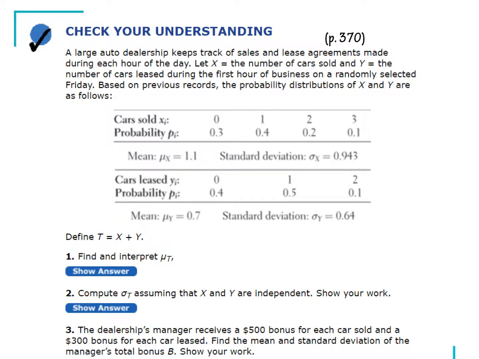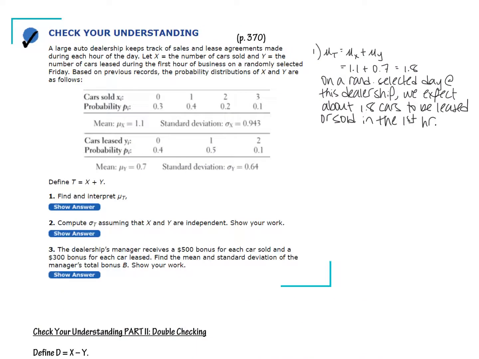plus y. So we've got these two random variables. X is defined right here, y is defined right here. X is cars sold, y is cars leased. So basically t is, in words, number of cars leaving the lot, whether it's sold or leased, per hour of each day. So I'm going to first find the mu of t by adding the two means together, this mean and this mean, and then we're going to interpret it also. So this very first question, find and interpret the mean.